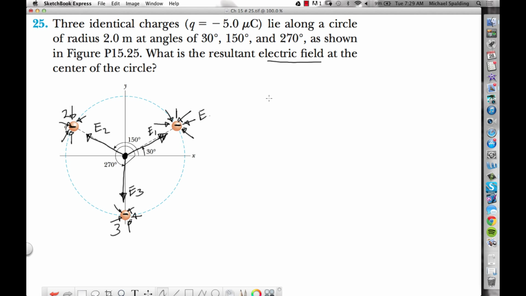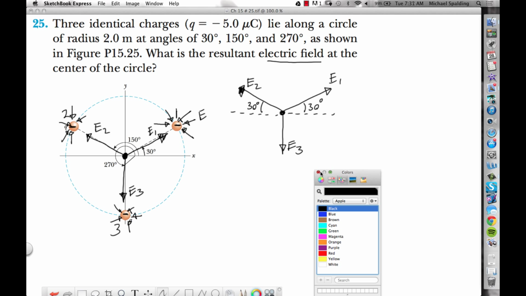So basically, we have this. Here's the midpoint of the circle. We have E1 like that from charge 1, we have E2 like that, and we got E3 straight down. Then this angle in here is 30 degrees, and this angle in here is 30 degrees. Now, if you're really paying attention, you can recognize that the answer is going to be 0 at this point. And here's why you can recognize that. But I'm going to solve it as if we didn't know that.